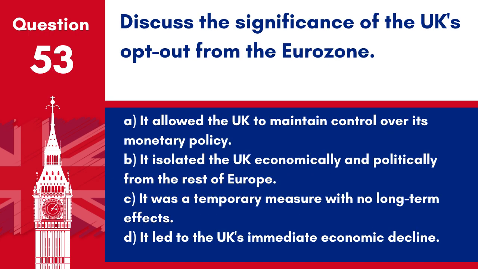Question 53. Discuss the significance of the UK's opt-out from the Eurozone. A. It allowed the UK to maintain control over its monetary policy. B. It isolated the UK economically and politically from the rest of Europe. C. It was a temporary measure with no long-term effects. D. It led to the UK's immediate economic decline.